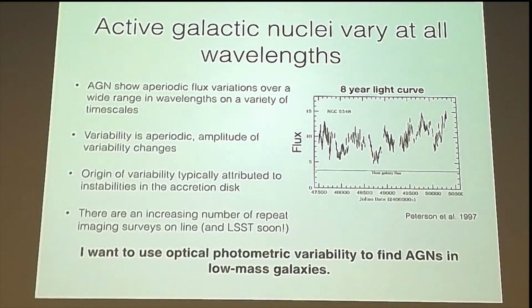There have been an increasing number of repeat imaging surveys where they take images of the same regions of sky over many years. So there's a lot of surveys where they have publicly available data, and soon there will be the Vera Rubin Observatory Legacy Survey of Space and Time, as it's called now. So there's lots of data to look at this kind of stuff, and I wanted to use optical photometric variability to find AGN in low mass galaxies.